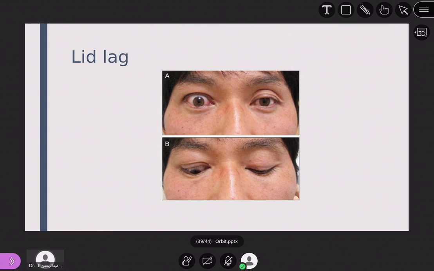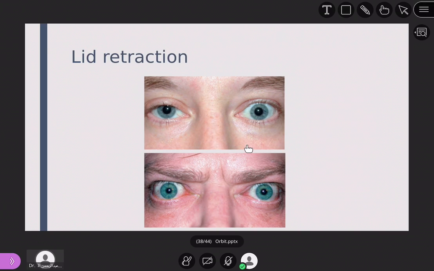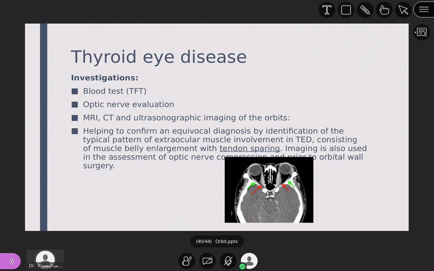This is the lid lag. The problem here is in the right eye. So when the patient looks down, the lid will not go completely down. This is the lid lag, Von Graefe's sign. Dalrymple's sign, lid retraction. Thyroid eye disease is very important, especially the photos here.